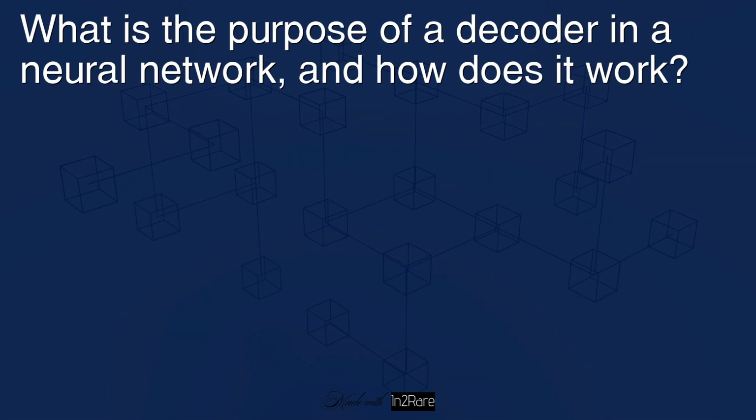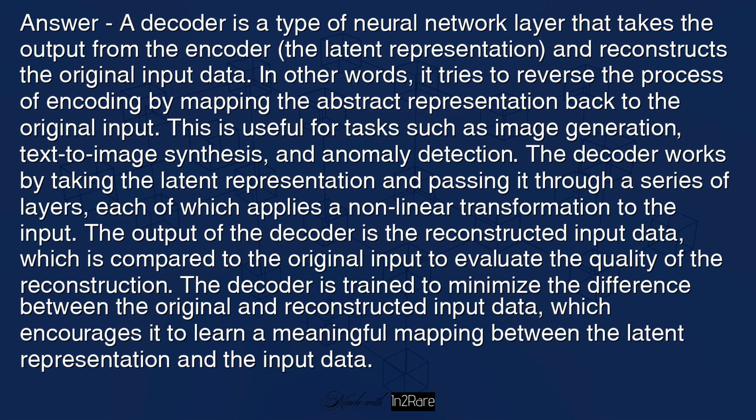What is the purpose of a decoder in a neural network, and how does it work? Answer: a decoder is a type of neural network layer that takes the output from the encoder, the latent representation, and reconstructs the original input data. In other words, it tries to reverse the process of encoding by mapping the abstract representation back to the original input. This is useful for tasks such as image generation, text-to-image synthesis, and anomaly detection.